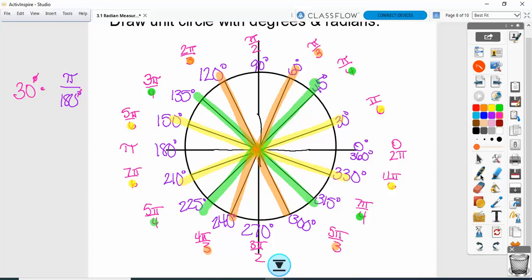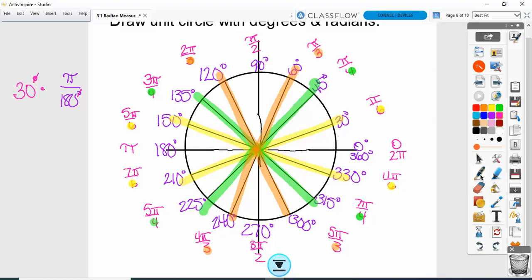Right now, all I'm worried about is that you understand how I got my degree and radian measures. When I say 5 pi over 4, that is the exact same thing as saying 225 degrees. Do you guys know how to go back and forth between the two? Either multiply by pi over 180 or 180 over pi.